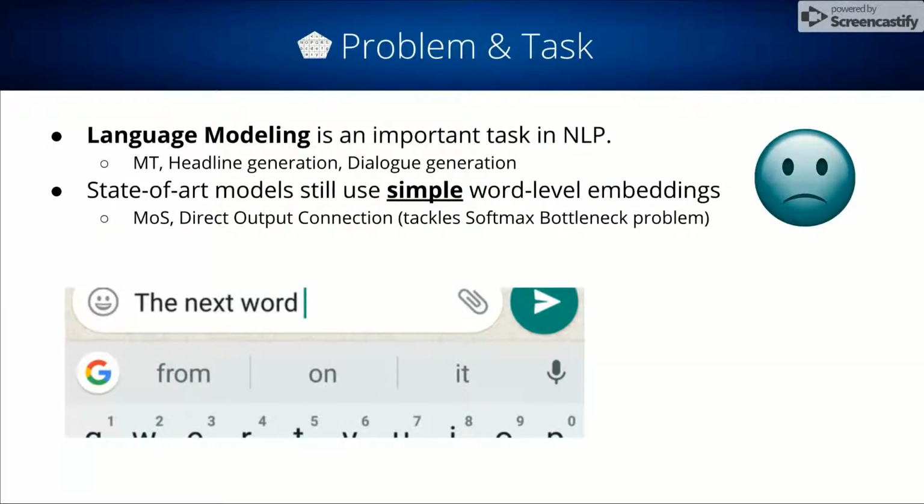So language modeling is an important task in natural language processing. We can use it in machine translation, dialogue generation, etc. And the problem is that state-of-the-art models still use simple word-level embeddings. These state-of-the-art models include mixture of softmax or direct output connection.